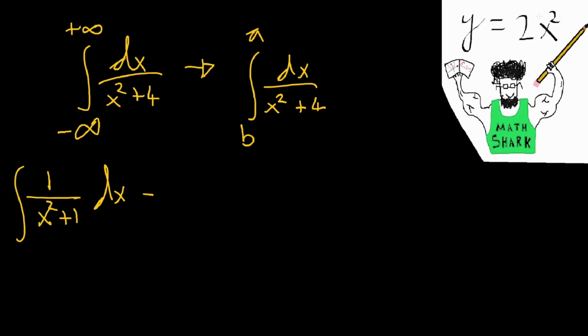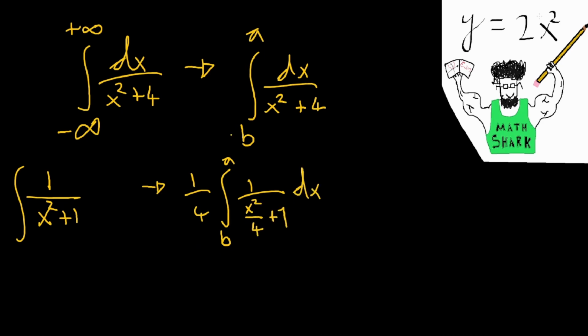So the first step is going to be to take a factor of 4 out of here in order to achieve this 1. So let's do that. We get a 1/4 in front of the integral from a to b of 1 over x squared divided by 4, because we took a 4 out, plus 1, dx. All right, so now we see that we've got the 1 here, and now we just need something squared. So what can we replace here to make this just a squared term?